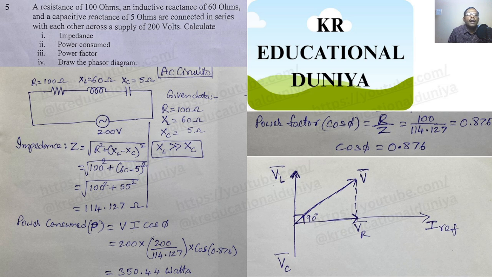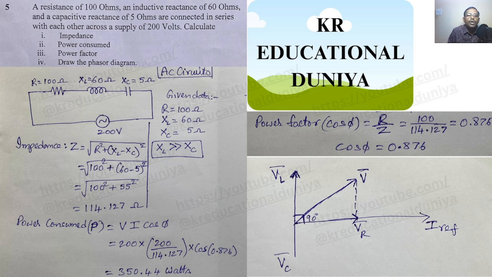So here the resistance value is 100 ohms, and here also they haven't given the inductance value, they have given the inductive reactance value. So XL equals 60 ohms, and they haven't given the capacitance value, they have given the capacitive reactance value. So XC equals 5 ohms, and the voltage given in the series connection is 200 volts. So here also I need to know the impedance Z. First I need to find the impedance Z.